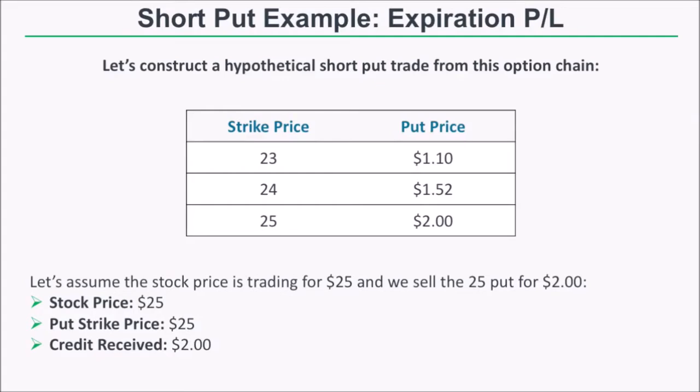Alright, so now that you know the basic characteristics of the short put strategy, let's go ahead and look at a short put example and take a look at the expiration risk profile graph. So in this case we have three strike prices, 23, 24, 25, and we can see the corresponding put prices for those strike prices. In this case we're going to assume the stock price is currently trading for $25 and we're going to sell the 25 put for $2. So we're selling the put option with a strike price of 25 and we're collecting a $2 credit for that option. So let's go ahead and take a look at the expiration risk profile graph for this option.